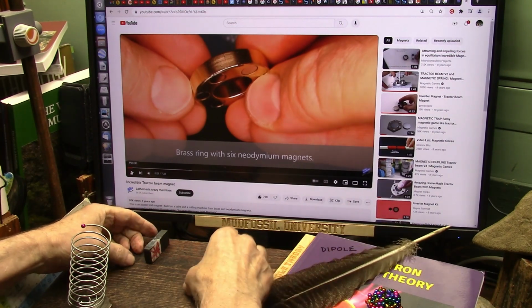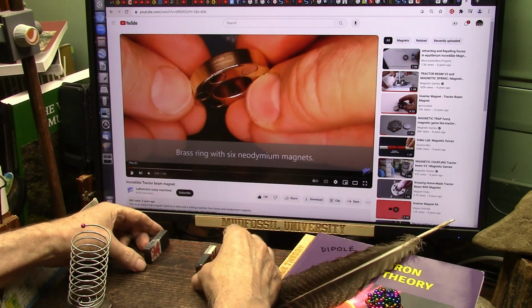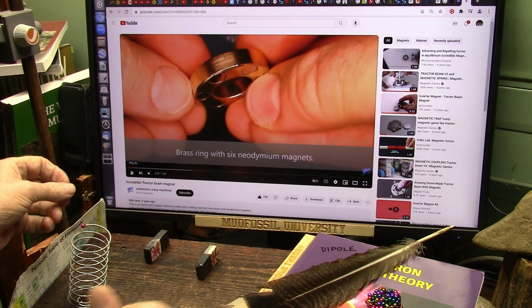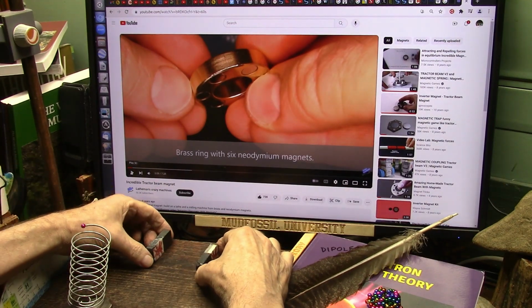Now, watch what happens with these 2 bar magnets. Can you see that down there? I believe you can, yes. All right, watch as I put them together. Watch what happens.